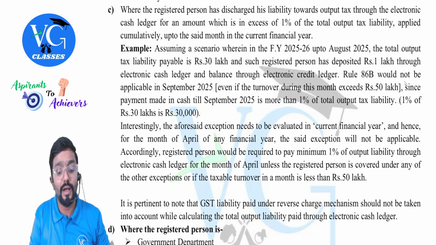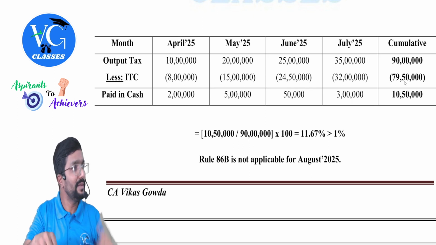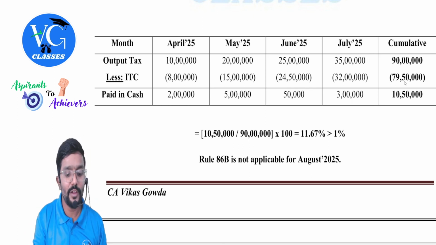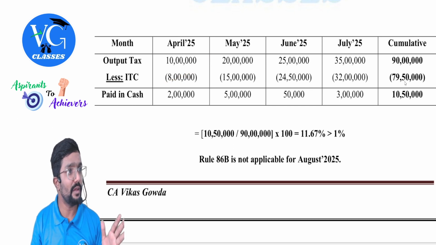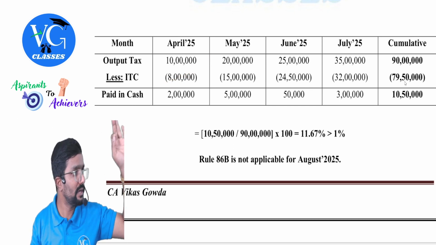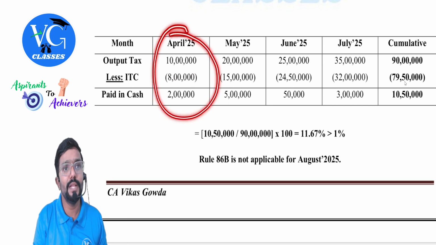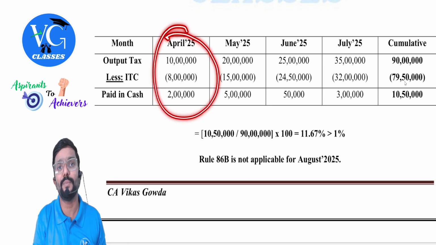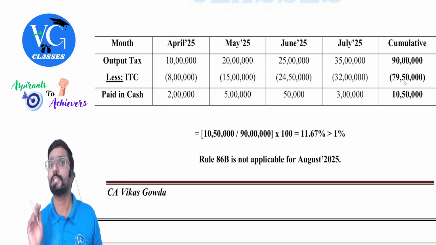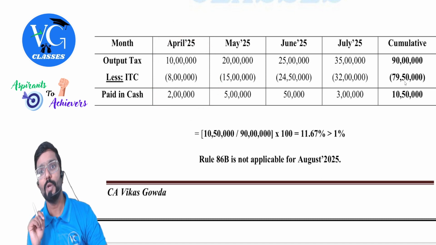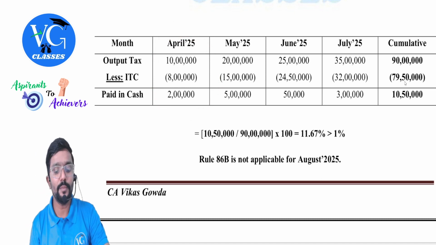Now, sir, what about April? That is also important. Sir, I am in April. I want to know, should I follow Rule 86B or not? What should I do? No history for April. Sir, last year? No. Last year and all you cannot take. If April's monthly taxable supply is more than 50 lakh, and if you are not covered under other exceptions, for you, Rule 86B is applicable. Rule 86B is applicable.